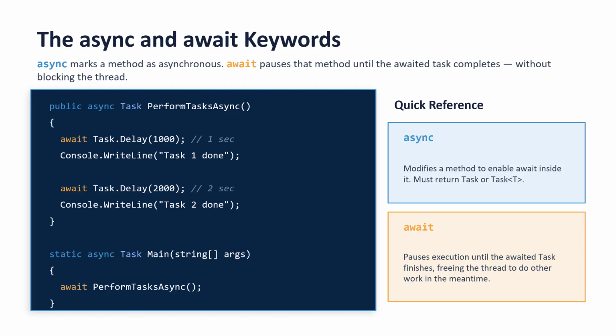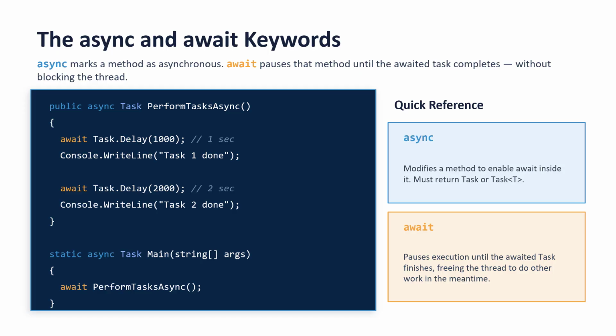Each await pauses just that method. Nothing in the rest of the application is frozen during those delays. Down in Main, notice that Main itself is also marked async and returns a Task and awaits the PerformTasksAsync. This is an important pattern because async tends to be contagious up the call chain.